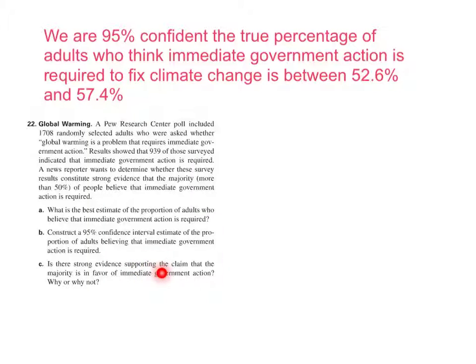Now for part C, it asks whether more than 50% of the people support this. Well, 50% falls outside that interval, and we know the chance of getting a value outside of that interval is only 5%. What we're going to do next week is come up with a way to calculate that percentage. Right now we're just guessing. So I would say based on the sample that higher than 50% of the people would support this, and that's how you draw conclusions from your confidence interval.